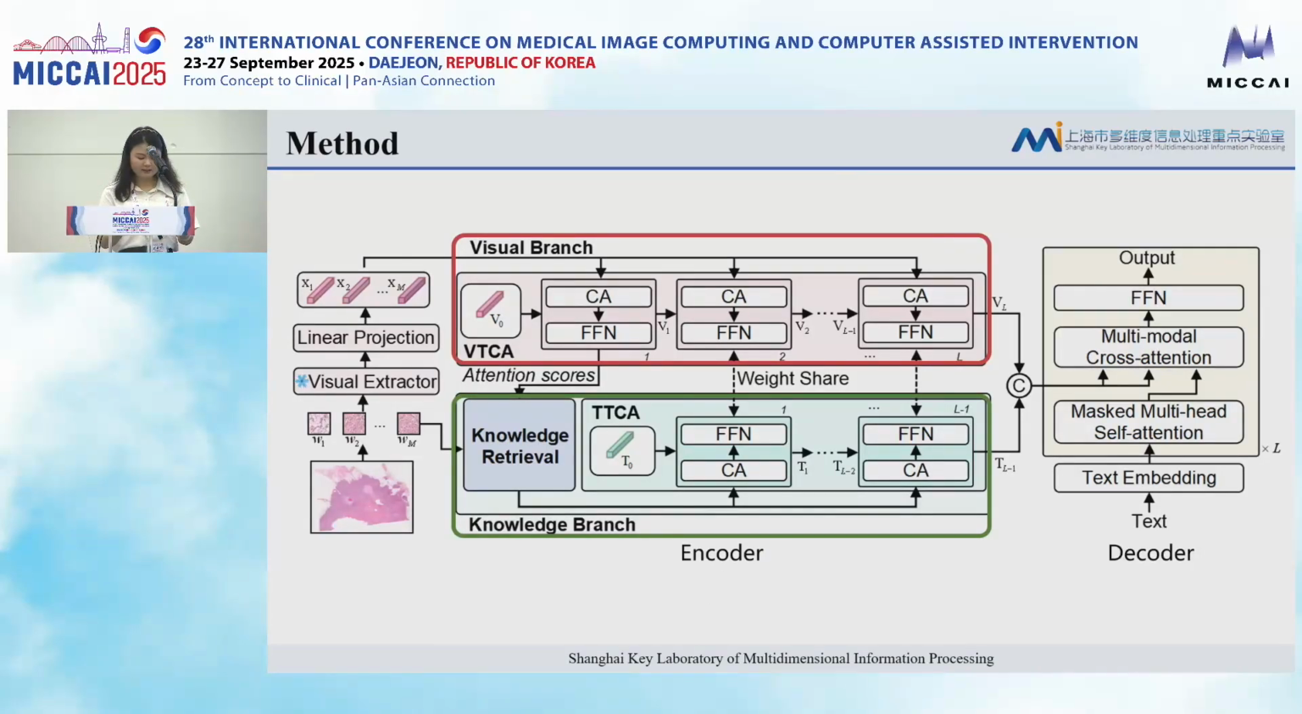Our framework consists of an encoder and a decoder. The encoder has two branches, visual and knowledge. In the visual branch, to extract key image features, we propose a visual token cross-attention module. A learnable visual token is initialized to mimic the pathology viewing perspective and is repeatedly fused with patch features to identify the most relevant image features.